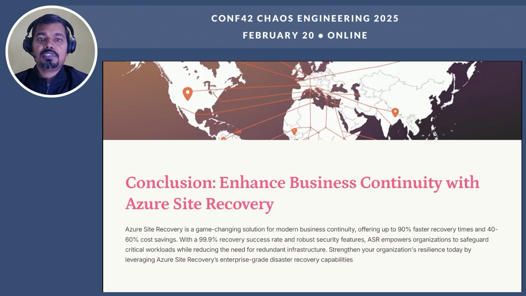Beyond just efficiency and cost savings, security and compliance are built in, giving organizations peace of mind. Their critical workloads are protected, whether they are in the cloud or on-premises. Now it's time to modernize your disaster recovery strategy by leveraging ASR's automation, scalability, and enterprise-grade capabilities. You can future-proof your business and ensure recovery without any disruptions.